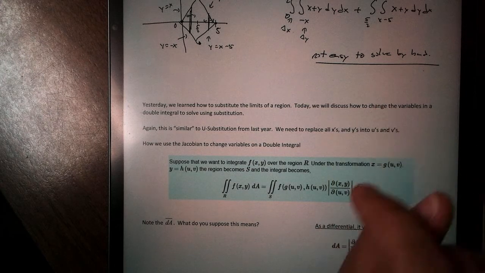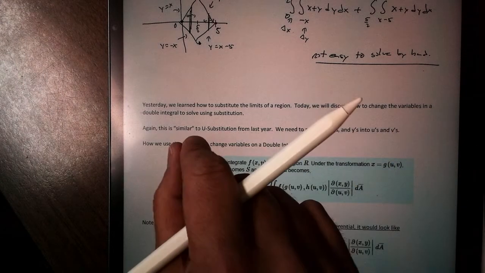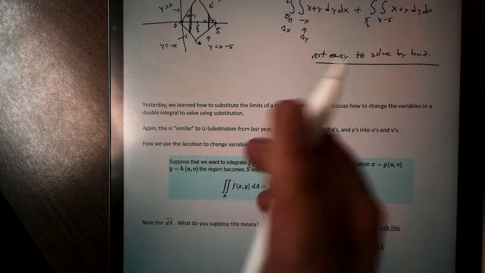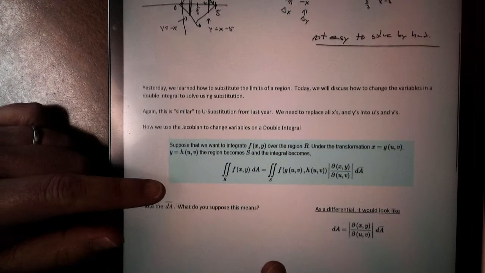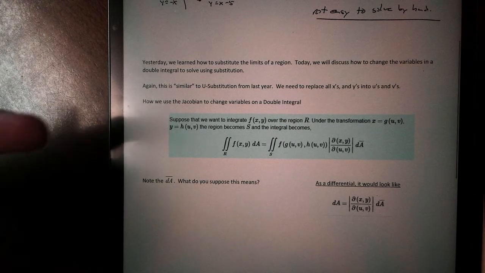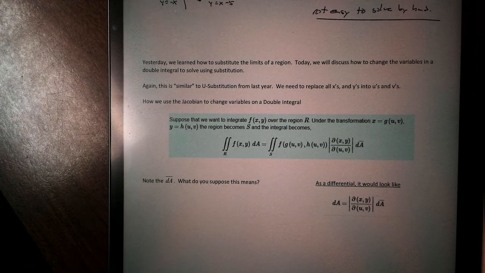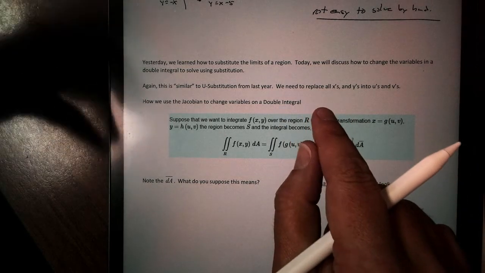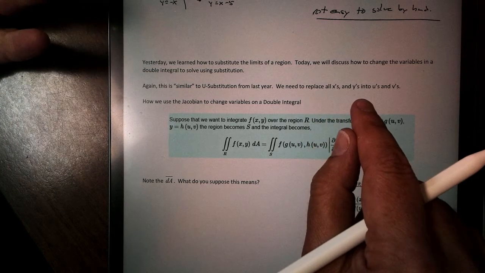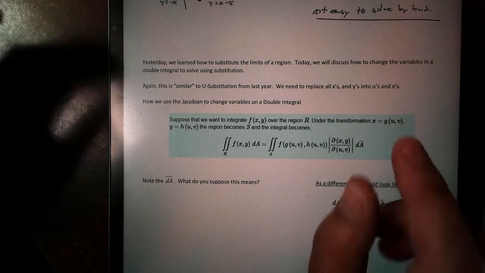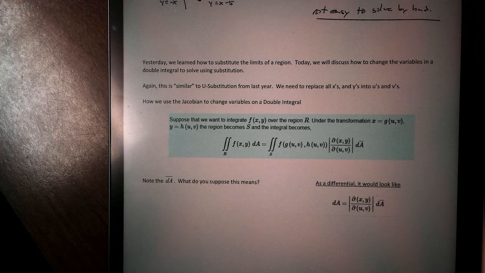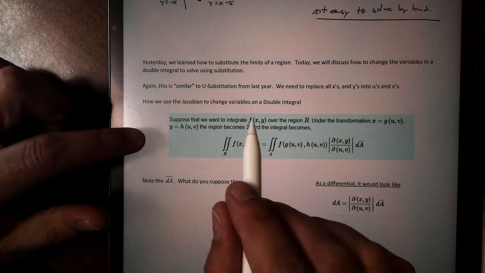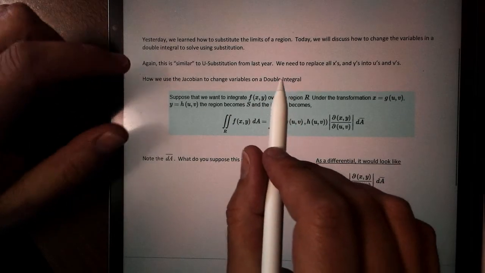Today, we are going to discuss how to change the variables in a double integral to solve using this substitution. Again, this is very similar to what we did last year in single variable calculus. We're basically going to replace all the x's and y's with u's and v's. You can look at my previous video to see how to do all of that. We're also going to be using the Jacobian to change the variables in a double integral.